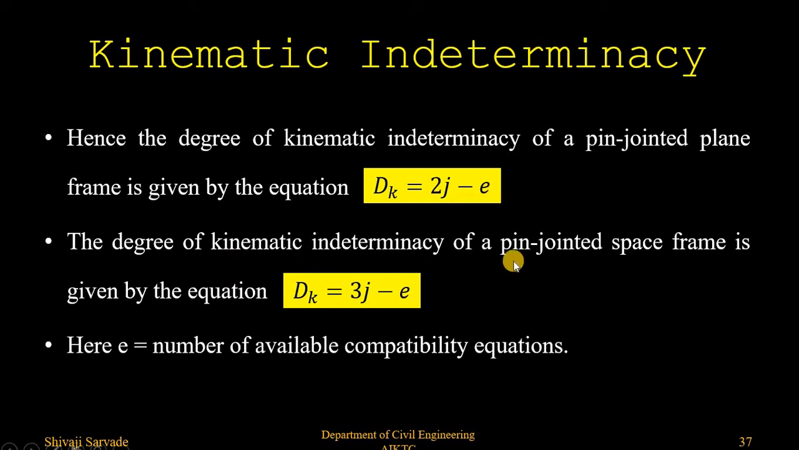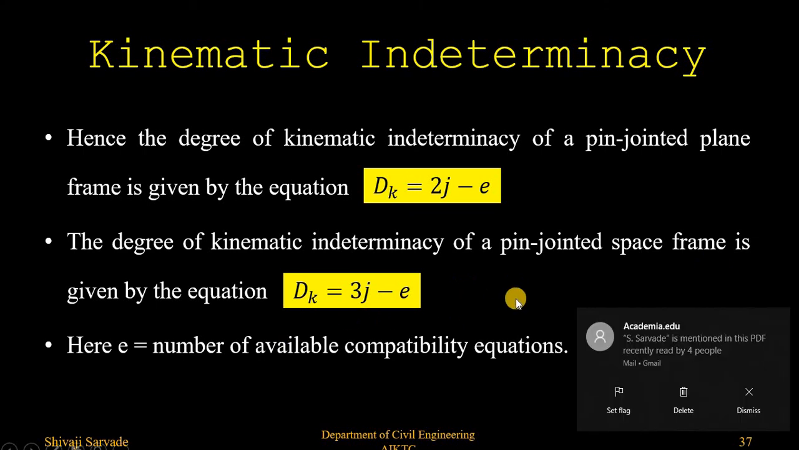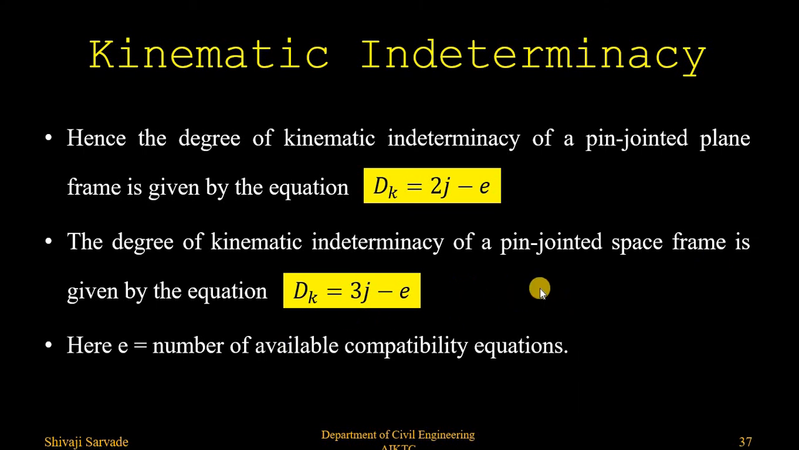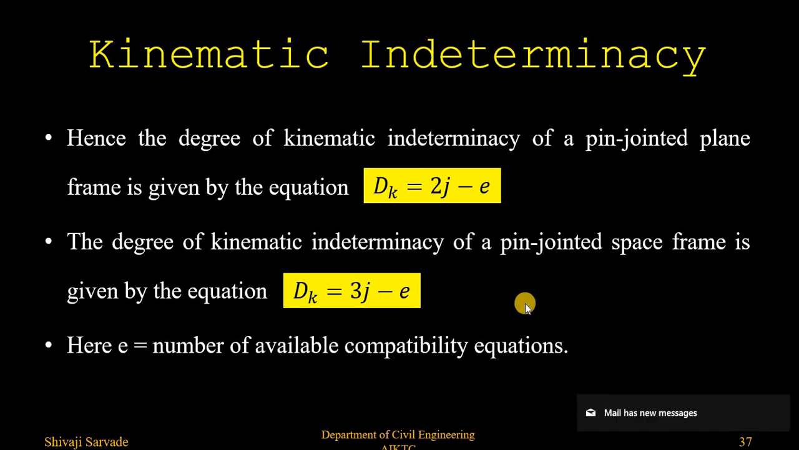Same thing if you go for a space frame, you have 3 joint displacements at every joint. So 3j minus e is nothing but the constraint that you impose, because at every joint in a 3D truss you have translation along x, translation along y, translation along z, minus whatever number of compatibility equations you have. Okay, so let's go ahead.